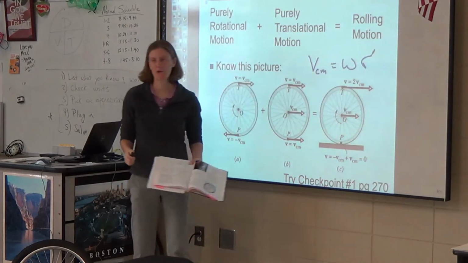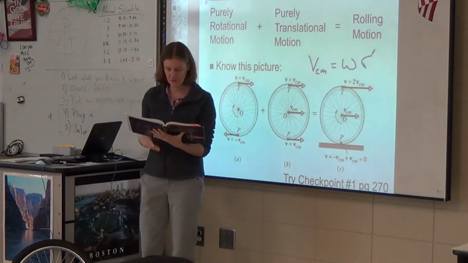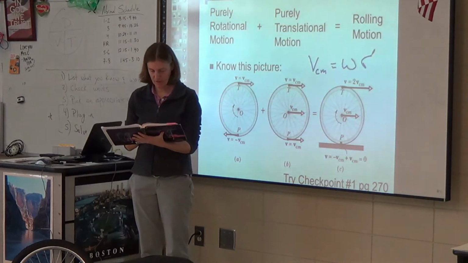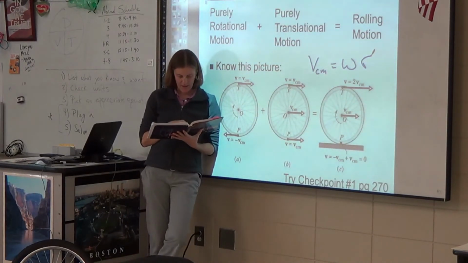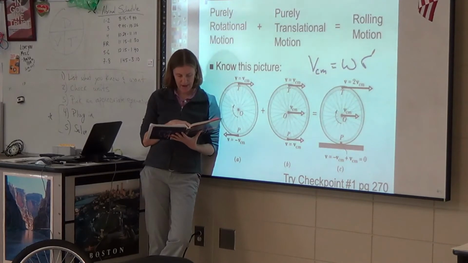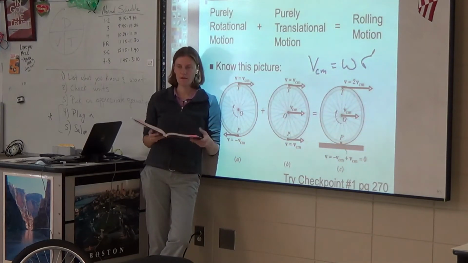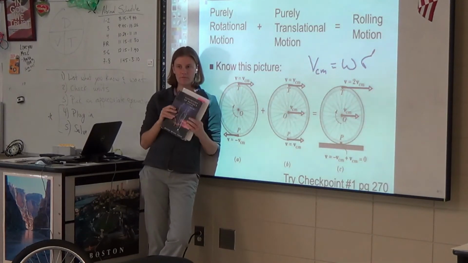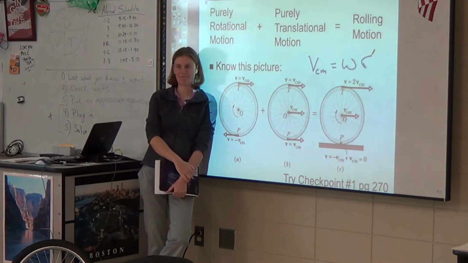Let's also remember our marching band equation, which we just wrote down as well. All right, checkpoint number 1 says the rear wheel on a clown's bicycle has twice the radius of the front wheel. A, is the linear speed at the very top of the rear wheel greater than, less than, or the same as the front wheel? Tough question. What do you think?